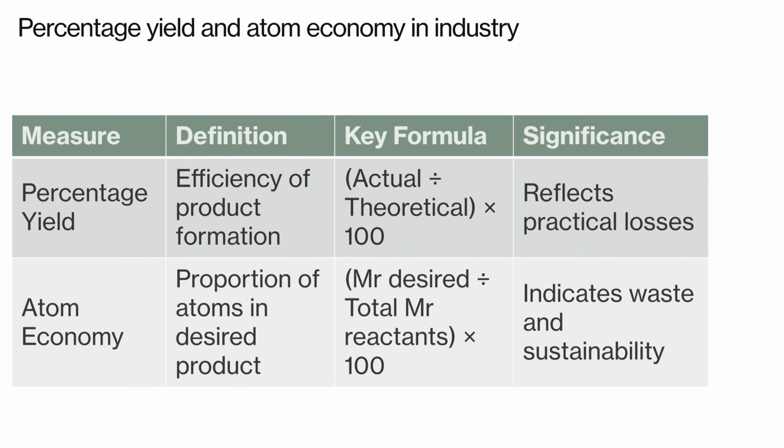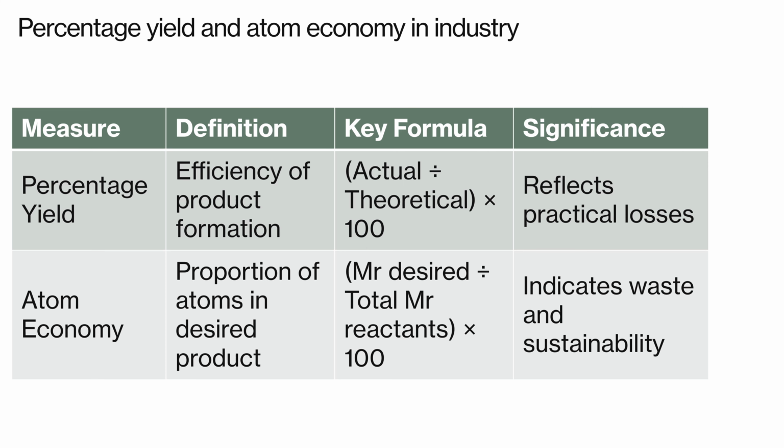Percentage yield and atom economy are measures of efficiency in chemical reactions. Percentage yield compares the actual mass of product obtained with the theoretical maximum, using the formula actual yield divided by theoretical yield times 100. Yields are often less than 100% due to incomplete reactions, side reactions, or product losses during purification. Atom economy measures how well atoms in the reactants are converted into the desired product, calculated as Mr of desired product divided by total Mr of reactants times 100. A high atom economy indicates minimal waste, which is desirable for economic and environmental reasons.